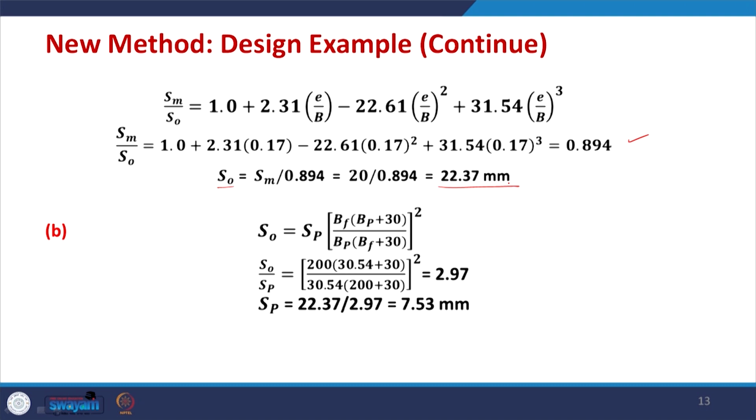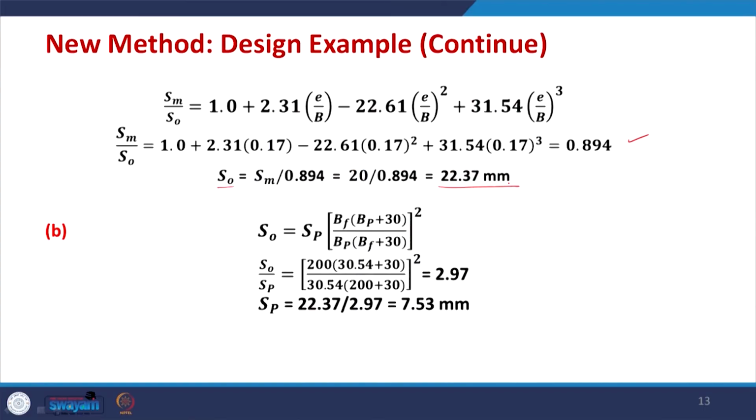Here, one thing needs to be observed in this example, that you are getting the value of S naught more than Sm. That means though it is an eccentrically loaded footing, this is going in another direction. So, this is possible for an eccentrically loaded footing, that the settlement of the edge of the footing could be less than the center point.